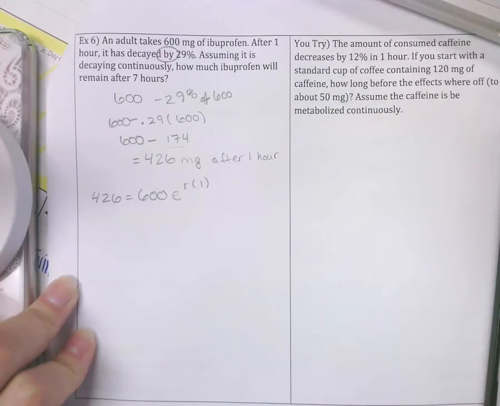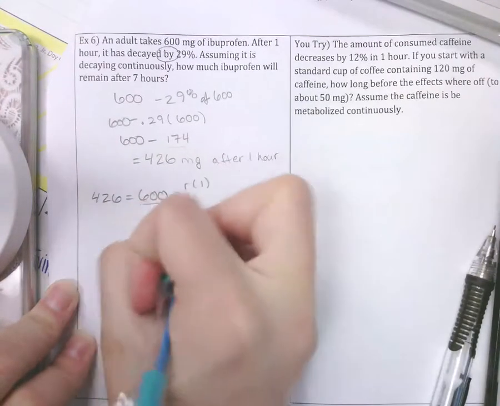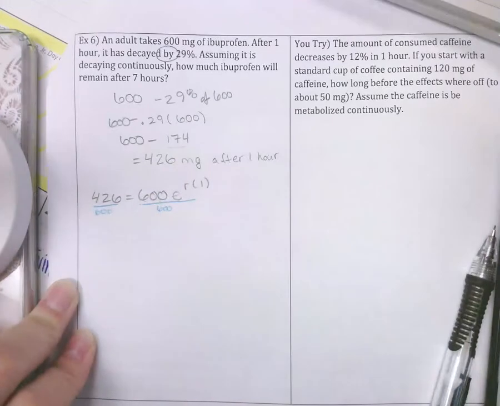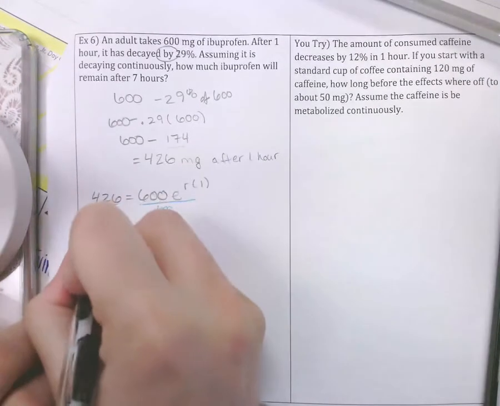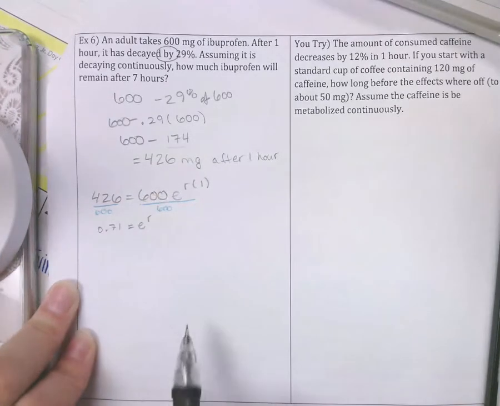Okay, so now we'll solve. So first step to solving is what? Divide by 600. Okay, so you're going to divide by 600. That's going to give you 0.71 equals e to the r.